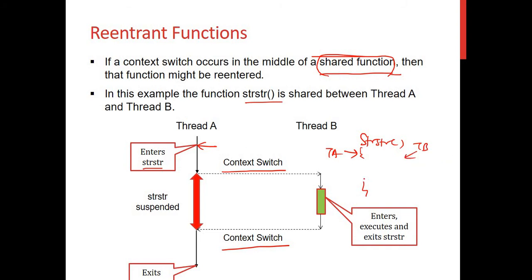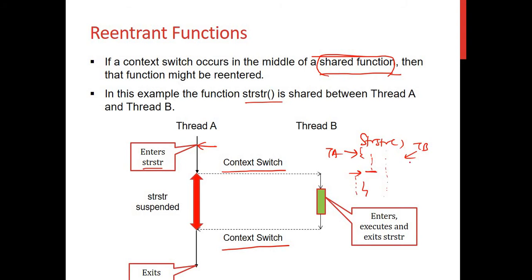While task A was doing it halfway, a context switch happened, and I moved over to task B. So task B will start from the top, and then it will execute again. This time it finishes, and then it goes back to task A, and task A resumes from where it left off and carries on. So in this kind of situation, with a function that is shared, how do you ensure that it will still be thread safe?